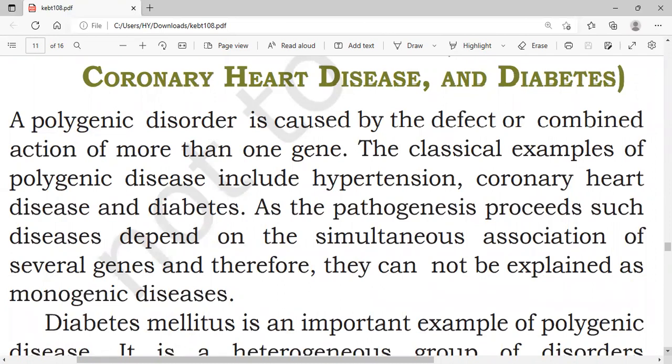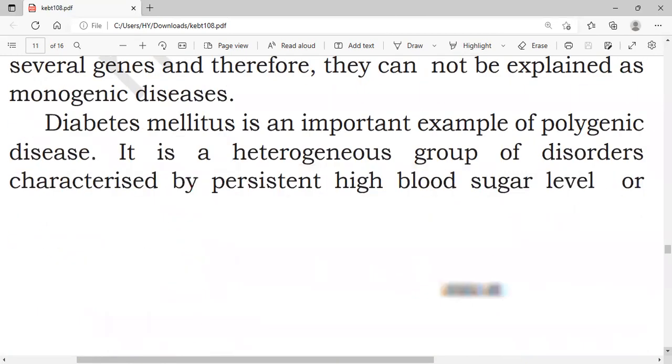When many genes are affected, pathogenesis proceeds. Such diseases depend on the simultaneous association of several genes, and therefore they cannot be explained as monogenic diseases, because many genes are interacting. Diabetes mellitus is an important example of polygenic disease. It is a heterogeneous group of disorders. In diabetes mellitus, sugar is released in the urine, which means high blood sugar is present in that person.